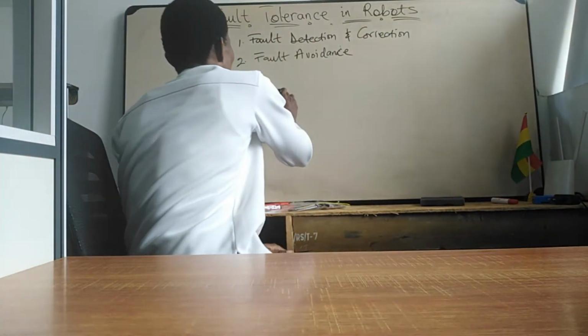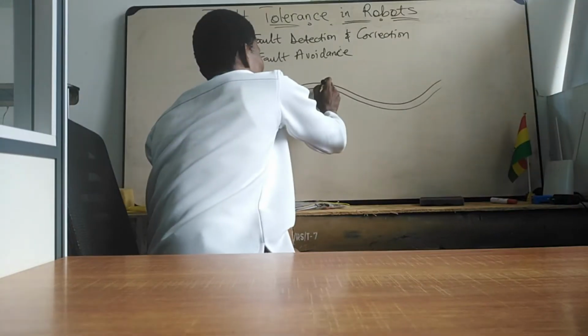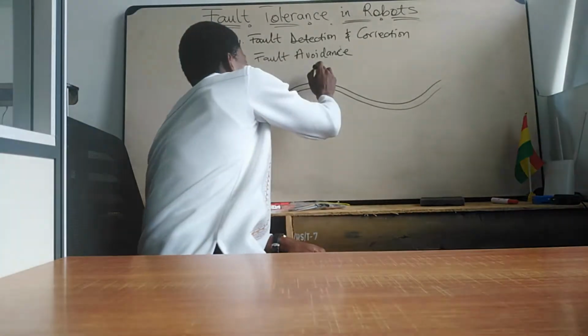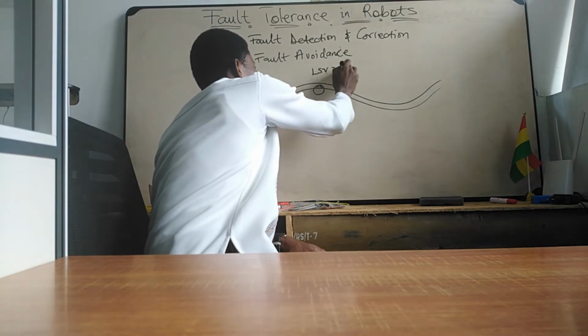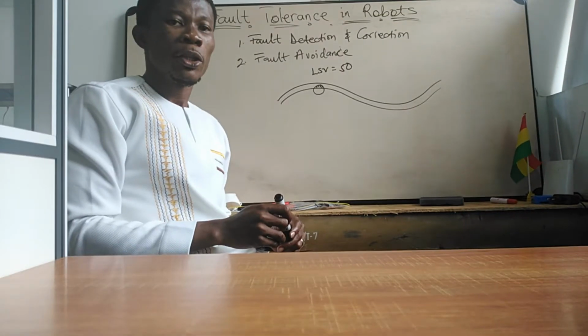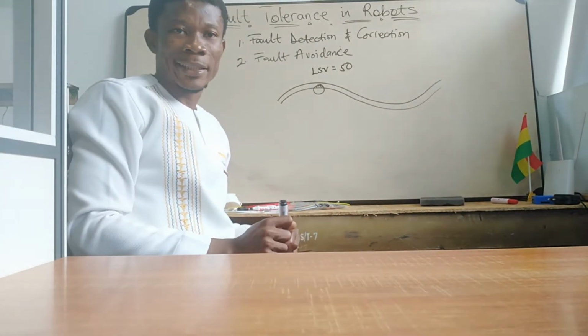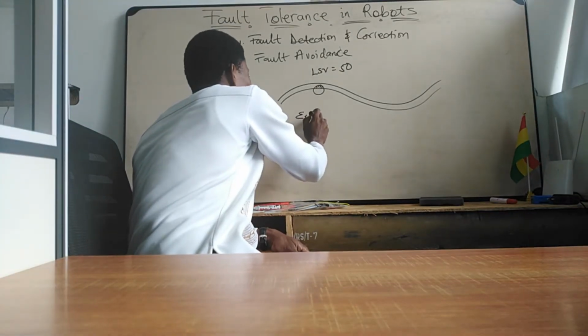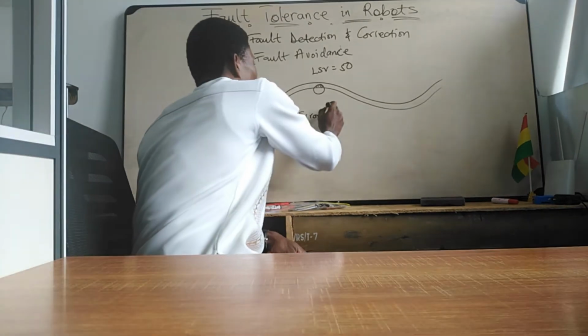So putting that on the board, we have a path. We want our light sensor to stay exactly half on the white, half on the black, which means the expected light sensor value should be equal to 50. To implement fault detection or error detection, we need to be able to calculate how much error or fault is occurring.